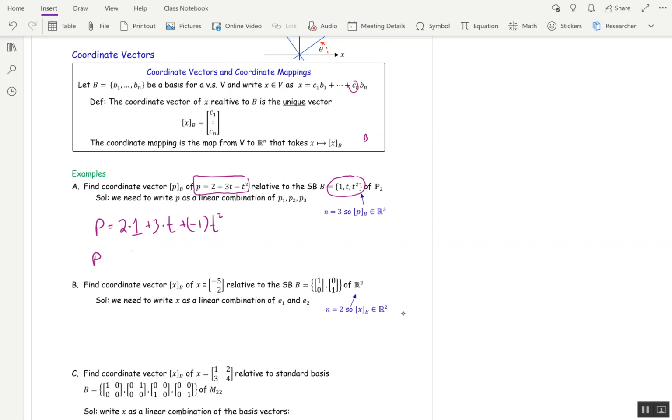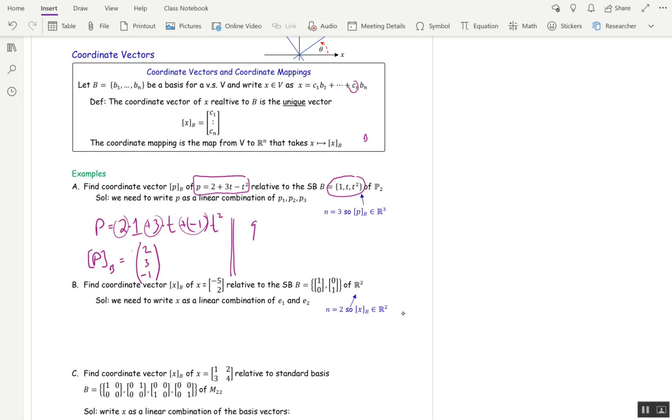So p sub b, the coordinate vector, has 3 entries, and it consists of the coefficients 2, 3, and negative 1. And it lives in R3. So we have a vector p, a polynomial in P2, and we can send it to its coordinate vector in R3. Let me do one more example like this.